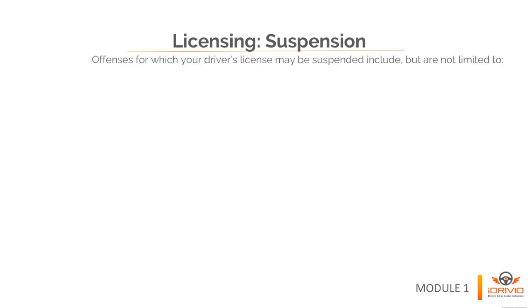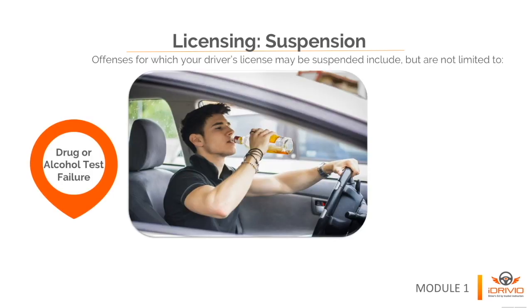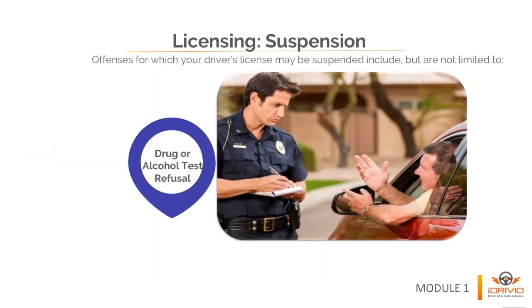alcohol test failure. A drug or alcohol test failure occurs when chemical testing following a DUI, or driving under the influence, arrest reveals a BAC of 0.08% or more, a THC level of either 5 nanograms or more per milliliter of whole blood, or 10 nanograms or more per milliliter of other bodily substance, or any trace of a controlled substance or intoxicating compound. Drug or alcohol test refusal.